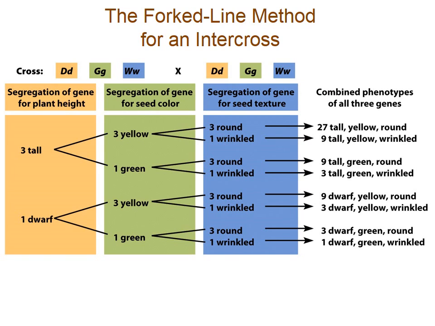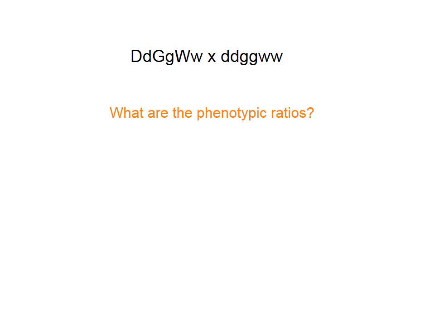So the take home is, I want you to do the same thing without looking at the next slide for this cross. Heterozygous at each of the 3 genes with the homozygous recessive. I want you to give me the phenotypic ratios of each of those. Phenotypic, and just the phenotypic.